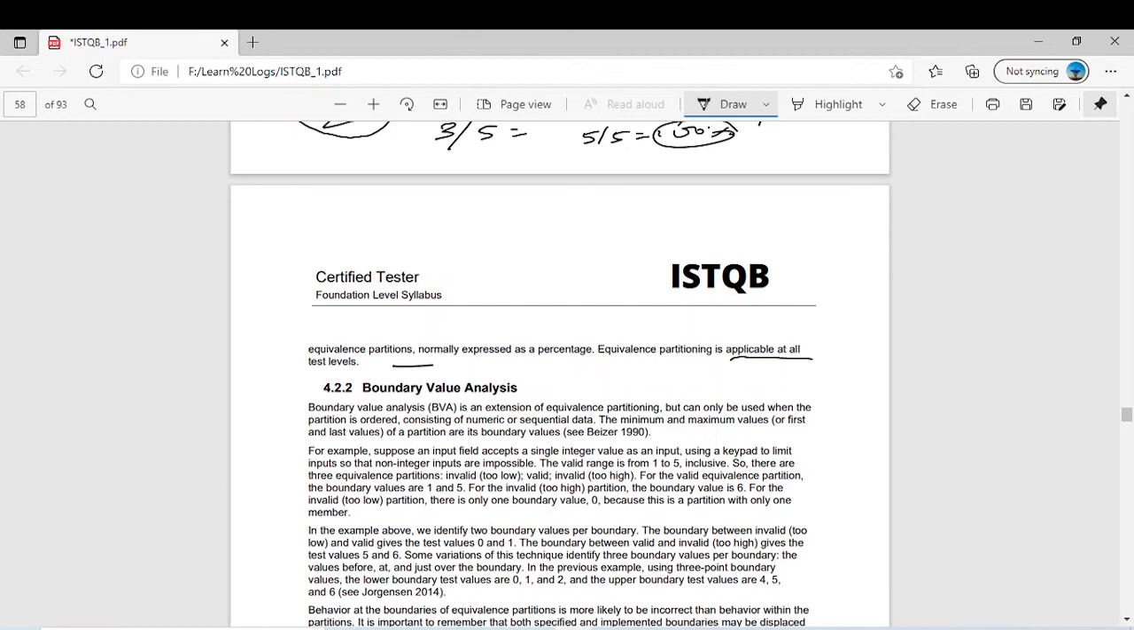Equivalence partitioning is applicable at all test levels. Very important line: it is applicable at all test levels. Either component integration testing, system integration, system testing, or acceptance testing, on all the test levels we can apply equivalence partitioning.